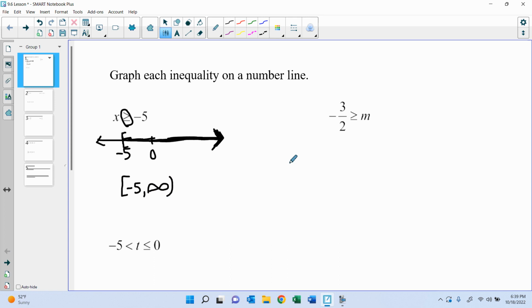All right, so I'm just going to do several more, and then we're going to do some solving and things, and then we'll practice graphing every time, so we should get good at it.